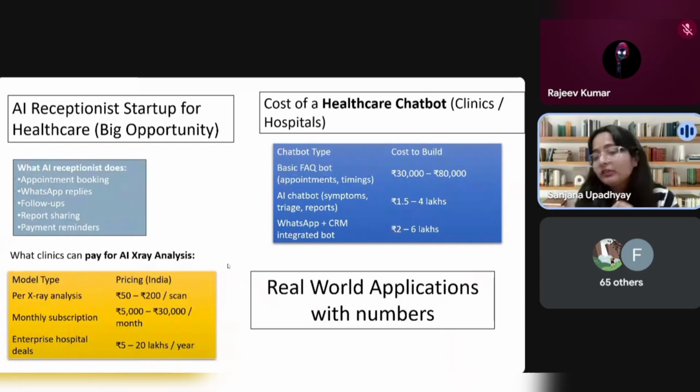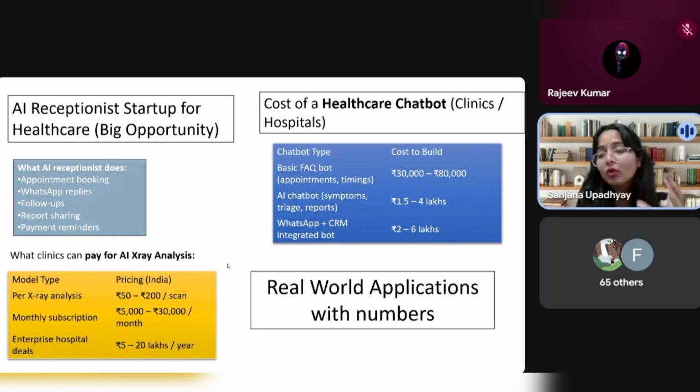So one is AI receptionist startup for healthcare, and this is a big opportunity. I'll explain what it is exactly. An AI receptionist startup for healthcare is where a receptionist's job has been replaced by an AI chatbot-like thing, which is going to handle appointment bookings, WhatsApp replies, follow-ups, report sharing, and payments. Everything will be done by this AI receptionist.